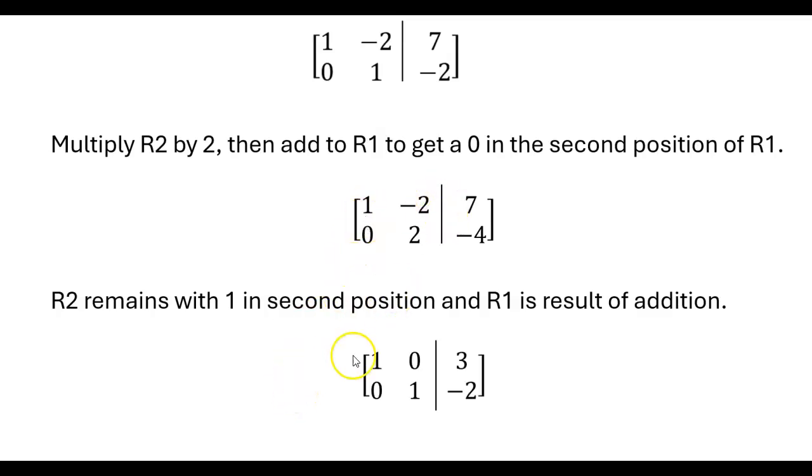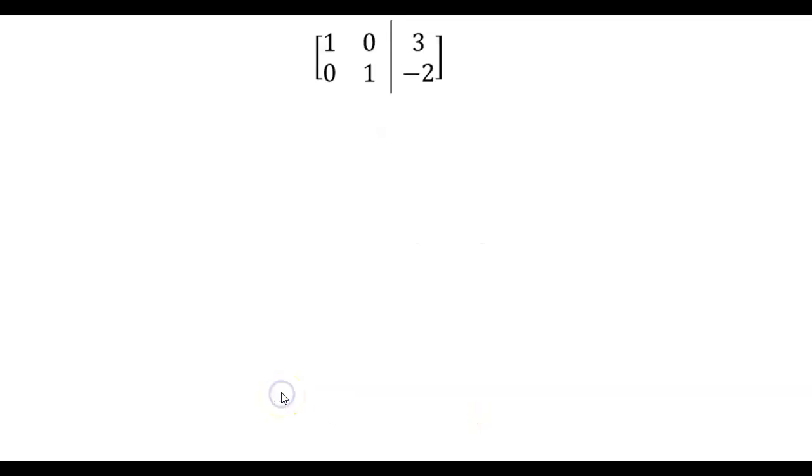So when I add, I get 1 plus 0 is 1, -2 plus 2 is 0, and 7 plus -4 is 3. My row 2 stays the same of 0, 1, -2. We are now exactly where we want. Our coefficient side is 1, 0, 0, 1, and now we have constants. So this tells us that x equals 3, right? First position of a 1 means x, so 1x is 3, and then the second position is y, so y equals -2.